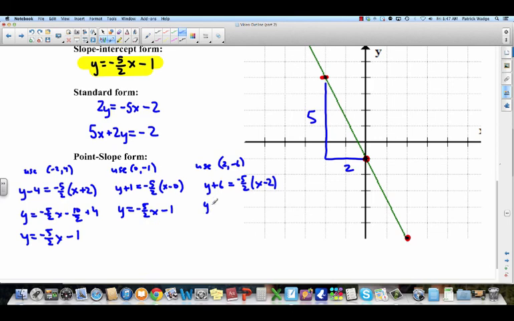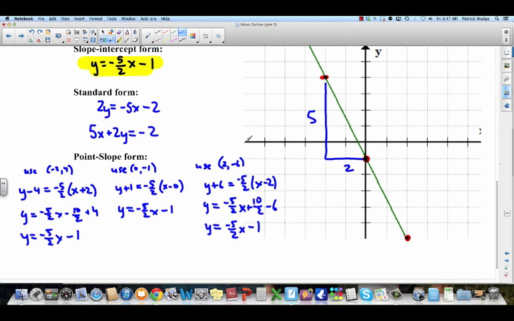Let's do it one more time. Y equals negative 5 over 2x. Negative 5 times negative 2 is positive 10 over 2. And then move the positive 6 over, it becomes negative 6. Okay, y equals negative 5 over 2x. 10 over 2 is 5, take away 6 is negative 1. You get the same thing again.